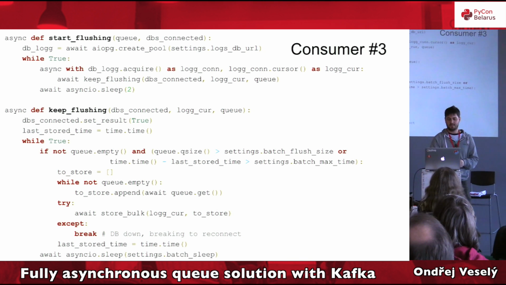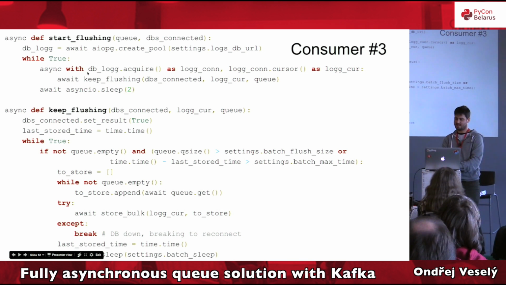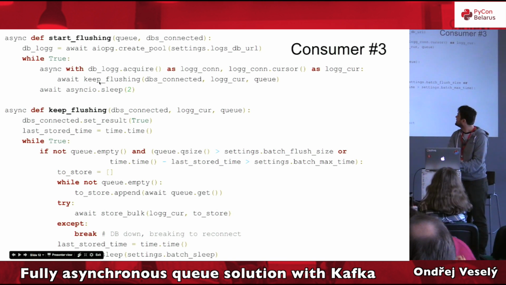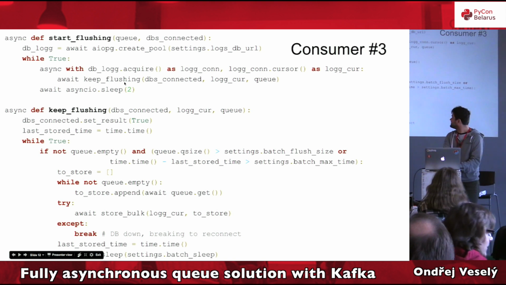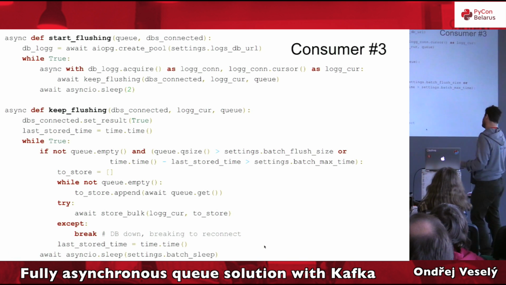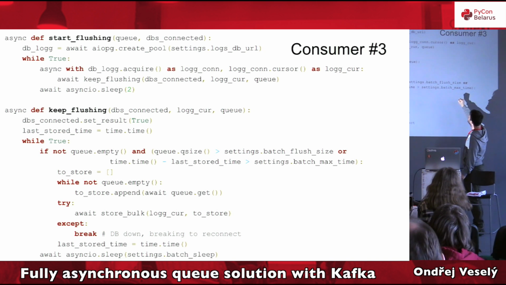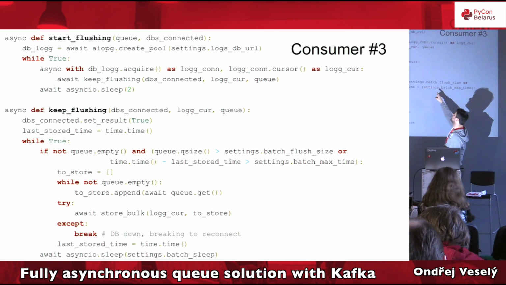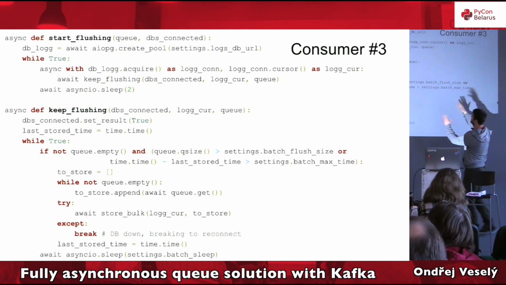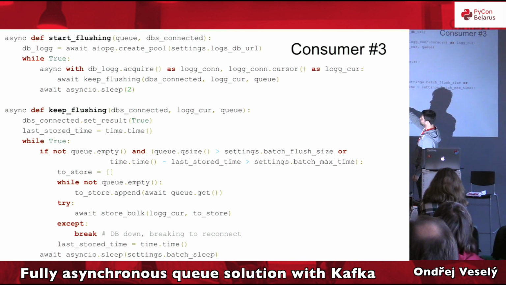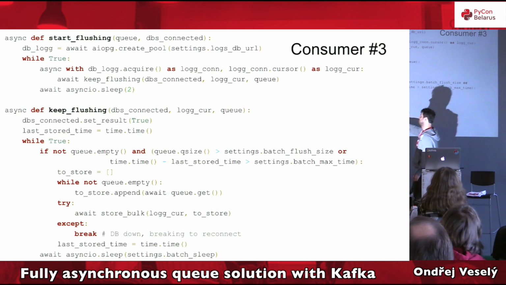So we have the start flushing method, which just starts the keep flushing. And when the keep flushing somehow breaks, it will run it again. See, while true, and we are just running keep flushing. Okay, so what the flushing actually means, this is the condition on the right side of the previous slide. When the queue is big enough, meaning it's bigger than some setting, or the timestamp of the last store time shows the queue is old enough, I'll just put the queue to the to-store structure.